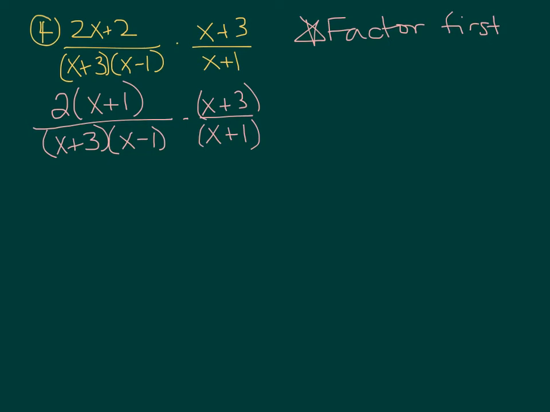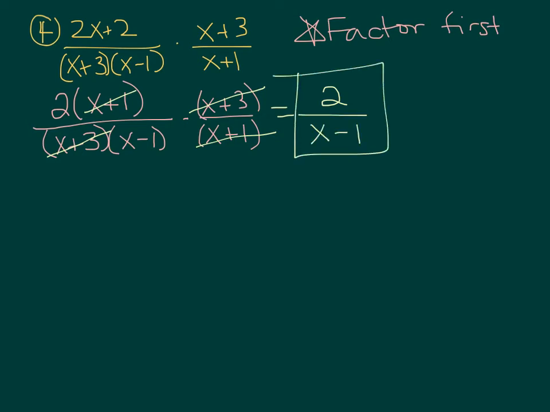Now you can actually cross cancel on this problem. So you can cross out the x plus 3 and the other x plus 3. You can cross out the x plus 1 and the other x plus 1. Now everything that's left over is just going to be your final answer. I have a 2 left over and I have an x minus 1 left over. I can't do anything more. This is my answer.